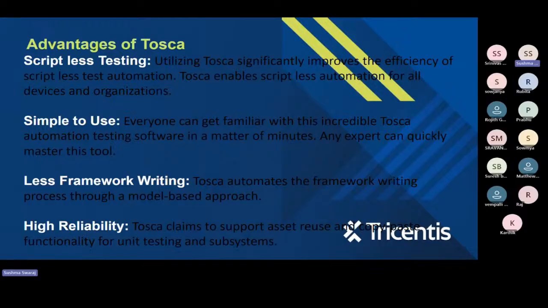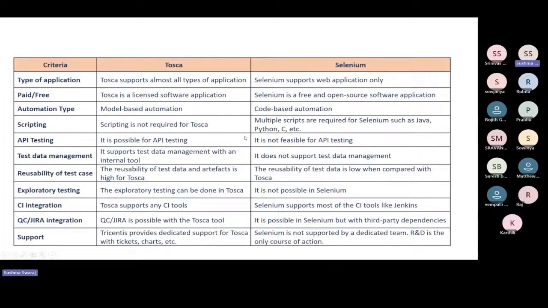Then we have high reliability. So once you are able to create your modules, or you scan the page and grab all those components from the page, you can automate n number of applications. Okay, so we are going to see it in detail. These are a few basic differences we have between Tosca and Selenium.